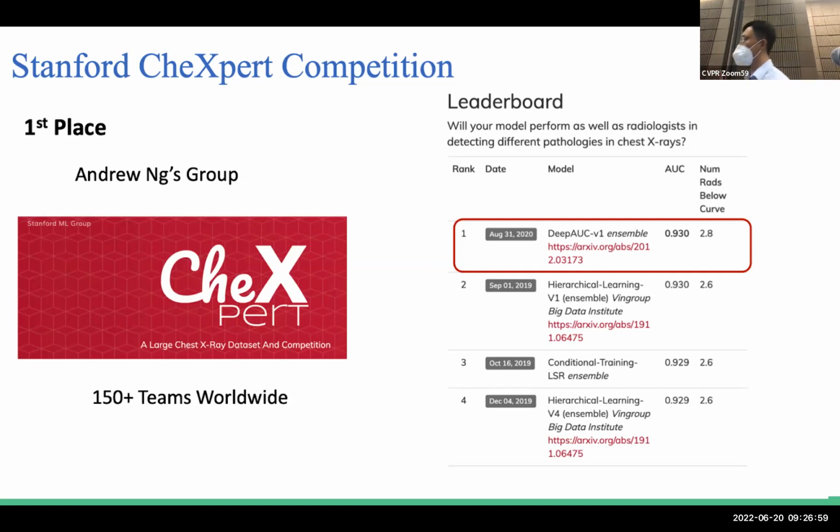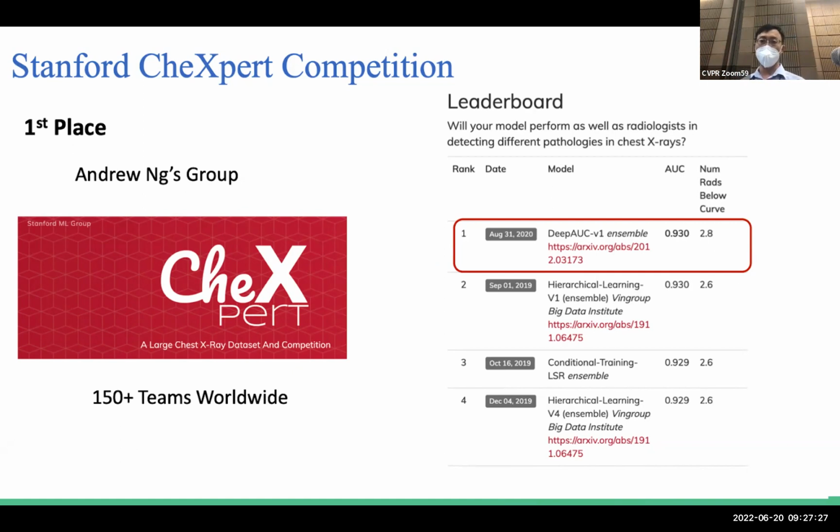Okay, so next I'm going to talk about some applications where this library has achieved great success. First is the Stanford CheXpert competition, organized by Professor Andrew Ng's machine learning group at Stanford. The problem here is to detect lung-related diseases based on X-ray images. They collected more than 200K chest X-ray images from Stanford Hospital and labeled them.